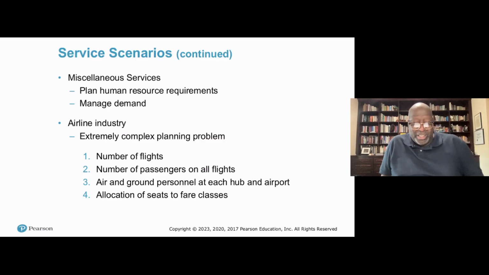So the number of flights, number of passengers on all flights, air and ground personnel at each hub, allocation of seats to fare classes, right? If they're noticing that a lot of the people that keep coming to the website are not buying the higher price fares, rather than let the plane go empty, they will start to increase the number of seats available at the lower prices to try to sell them off.